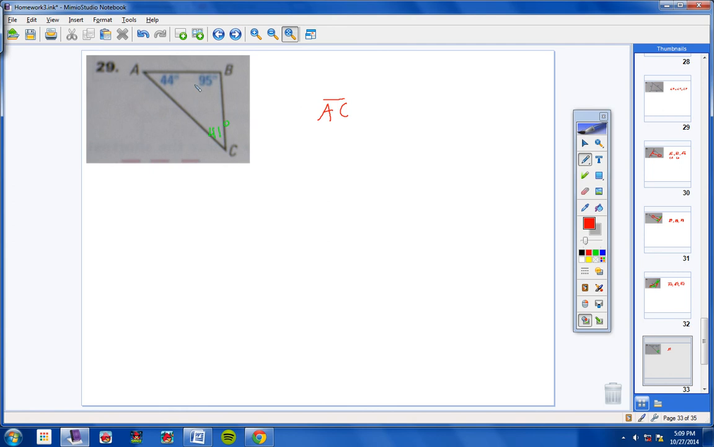Okay? Now let's circle the next biggest angle, which would be 44, then go straight across. So BC is the next longest side. Okay? So side BC. And then here's your smallest angle, 41. Go straight across to side AB. AB is your smallest or your shortest side. Okay, there we go. Alright, moving on to number 30.